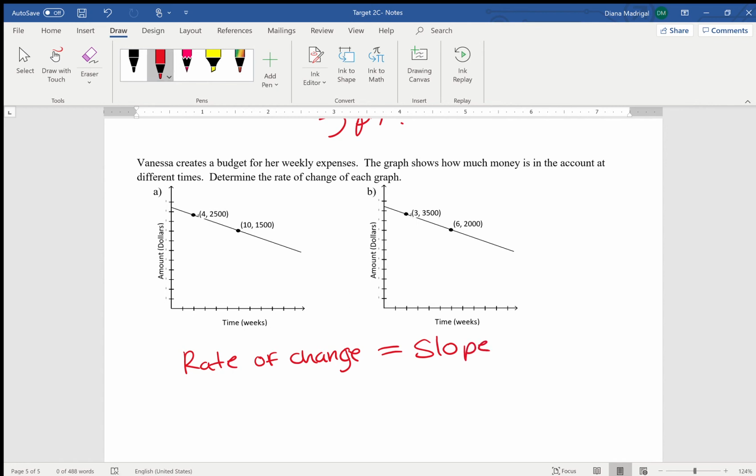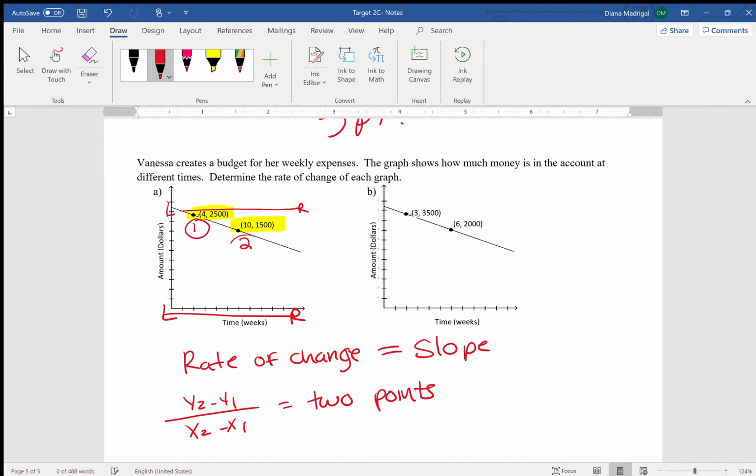So the slope, we also use the formula y2 minus y1 over x2 minus x1, okay? And we need 2 points, okay? But for this one, we're using the coordinate points, so this one actually gave us information about the coordinate points. All you have to do is identify which one is your y1, y2, x2, x1. Again, we look at the graphs from left to right. So from left to right, I can see that this is the first point and this is the second point.